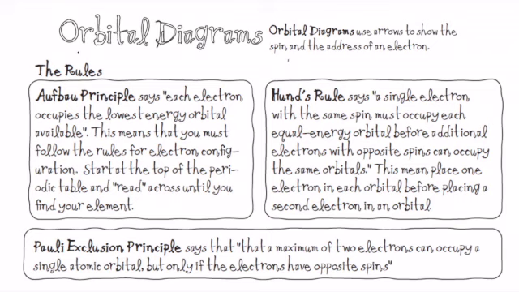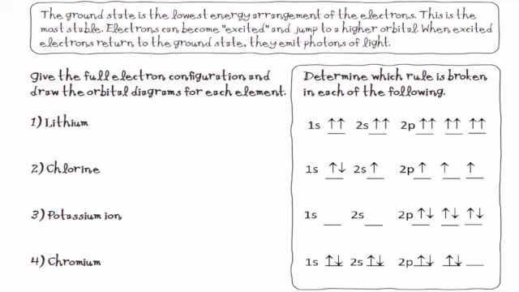Hund's rule says a single electron with the same spin must occupy each equal energy orbital before an additional electron with opposite spins can occupy the same orbital. This means place one electron in each orbital before placing a second electron in an orbital. The Pauli exclusion principle says that a maximum of 2 electrons can occupy an atomic orbital, but only if the electrons have opposite spins. The ground state is the lowest energy arrangement of electrons.